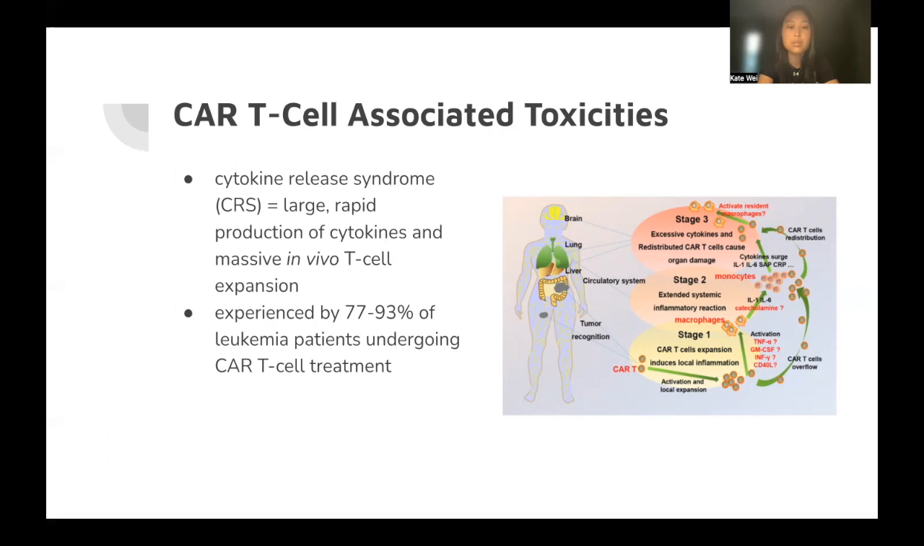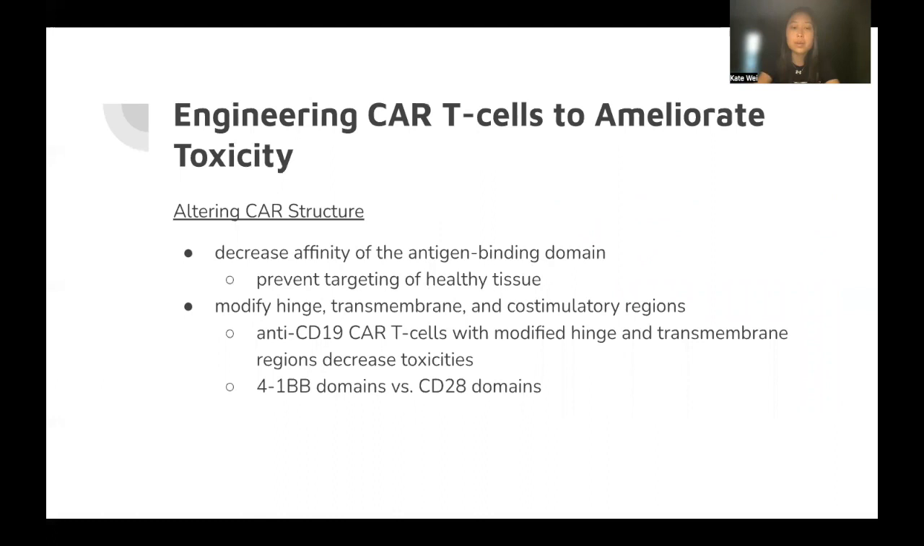To combat these side effects, researchers are developing strategies to minimize toxicities. One strategy is to alter the design of the CARs themselves to minimize complications of treatment. For example, anti-CD19 CARs with modified hinge and transmembrane regions have been shown to produce lower levels of cytokines and proliferate slower, while still retaining their same potent cytolytic activity. Additionally, certain co-stimulatory domains, such as the 4-1BB domain, have a lower risk of toxicities, so the structure of the CAR T-cell itself can have a great influence on preventing toxicities.